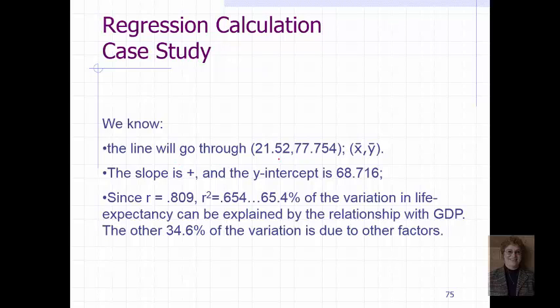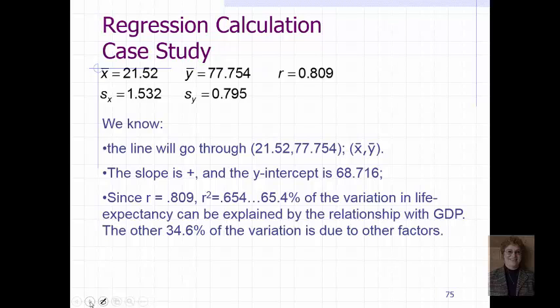Because we know the mean of x and mean of y, we know that the line will go through 21.52, which was the mean of x, and 77.54, which was the mean of y. We also know that the slope is positive because r was positive, and we know the y-intercept is 68.7.